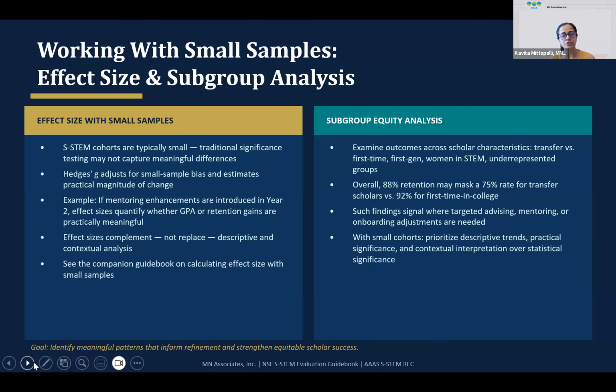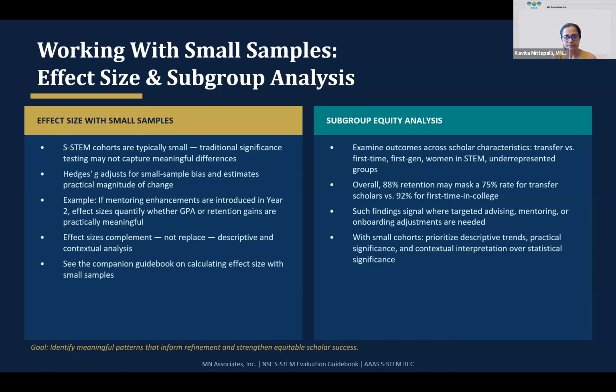So the goal here is to identify some meaningful patterns that will help inform the refinement, and not just producing publishable p-values. So I would deeply encourage and recommend that you take a look at this guidebook. It has worked examples and it also has a worksheet. So you can just play around, download the worksheet, which is an Excel file, and move around the numbers. I mean, put in your own numbers and you will actually get the results, folks. So please, please check it out.